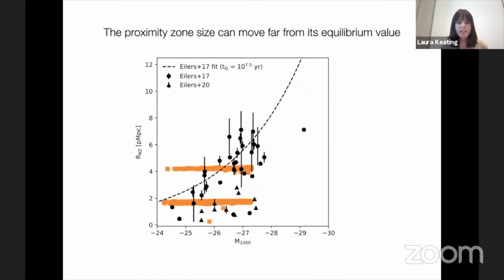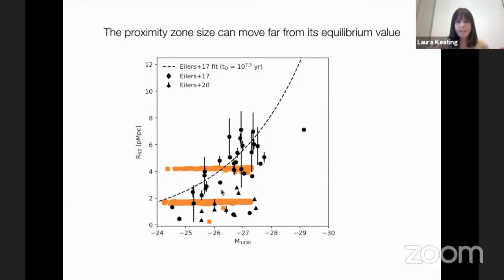And so what does this mean compared to the observations? Well, if I go back to this plot of near zone size versus magnitude and compare it to the black, which is the observations, and again, this equilibrium value, if I take all the points from that movie I showed and just put them on this plot, I get the orange. That's just for one single sightline and its evolution. And you can see that the magnitude can change drastically from -24 up to above -27. And also you can get proximity zones that are very far away from this equilibrium value.